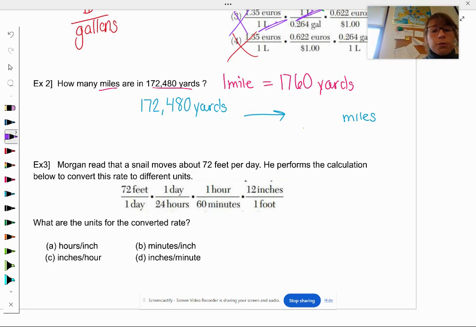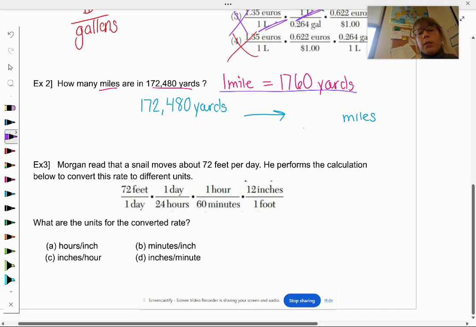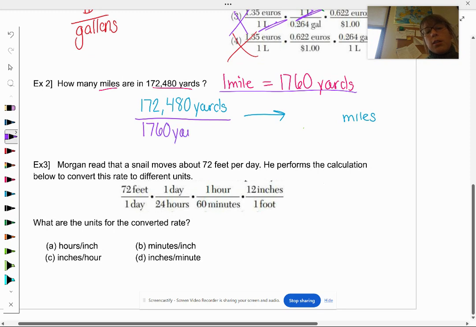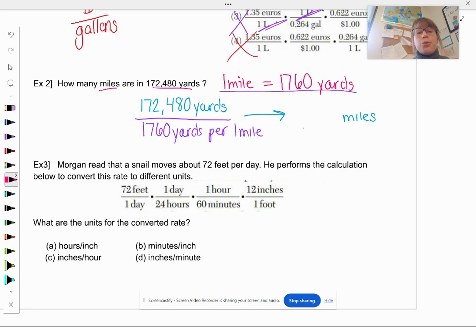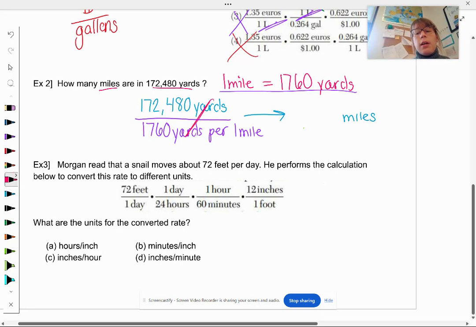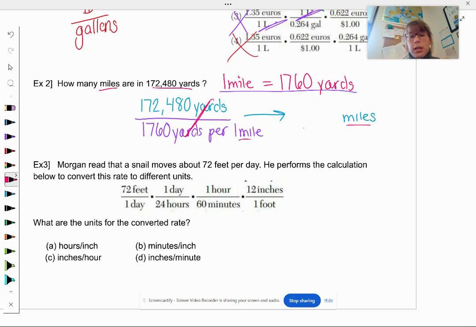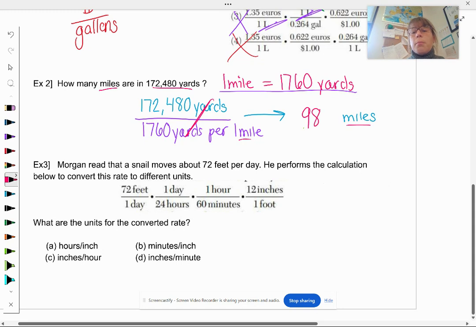So we have the information that there's 1 mile. 1 mile is equal to 1760 yards. So if I take that information, 1760 yards per 1 mile, and do that division, because again, that per talks about that division, those yards are going to cancel out, and I'll be left with my miles. Some quick division of that: 172,480 divided by 1760 leaves you with 98 miles.